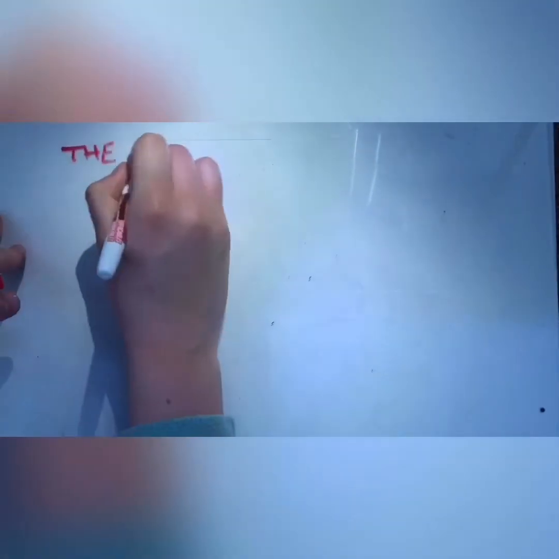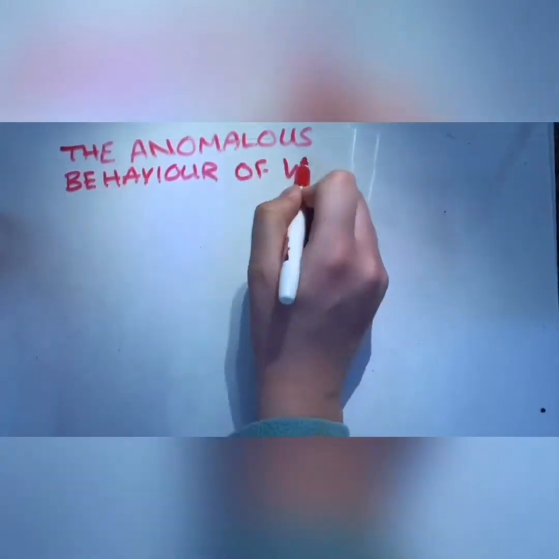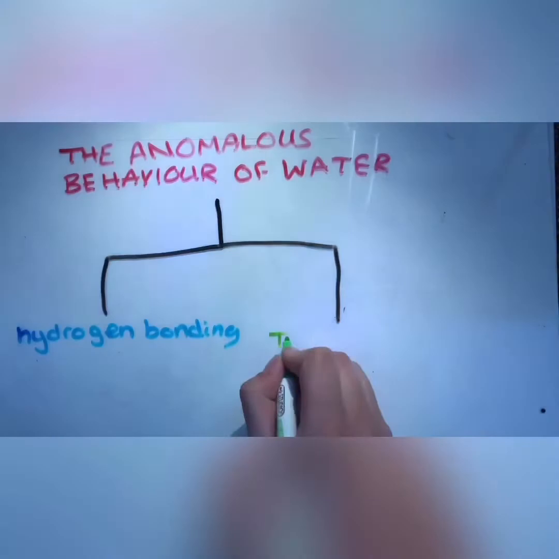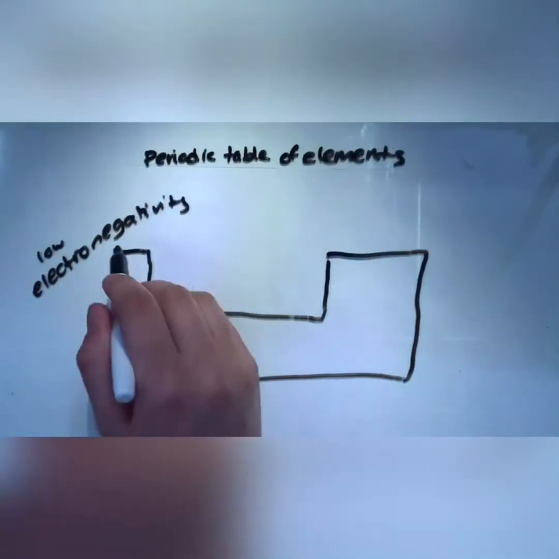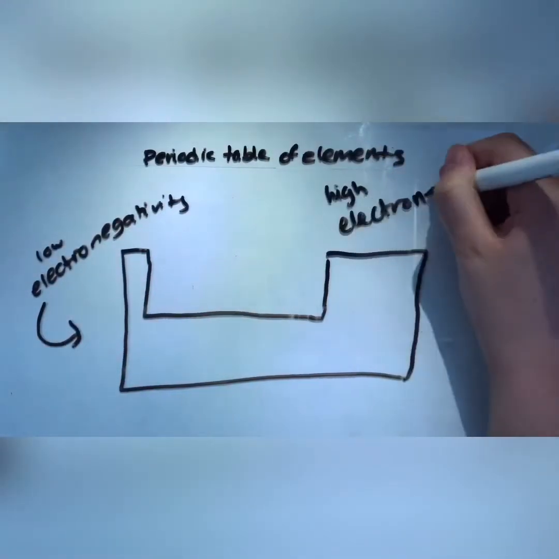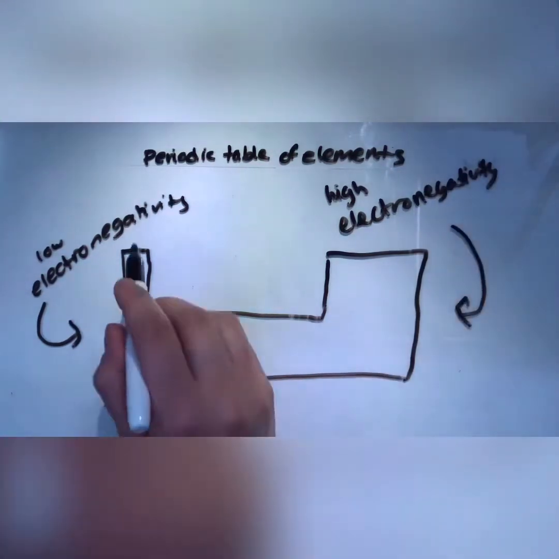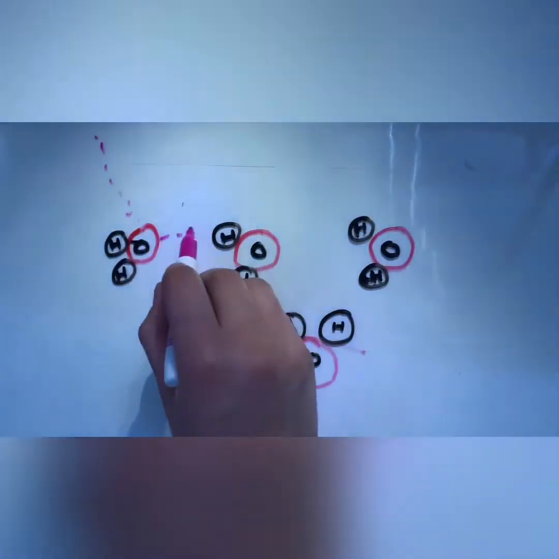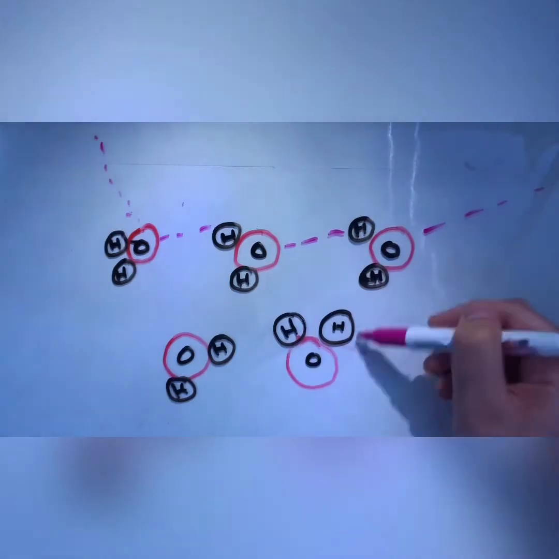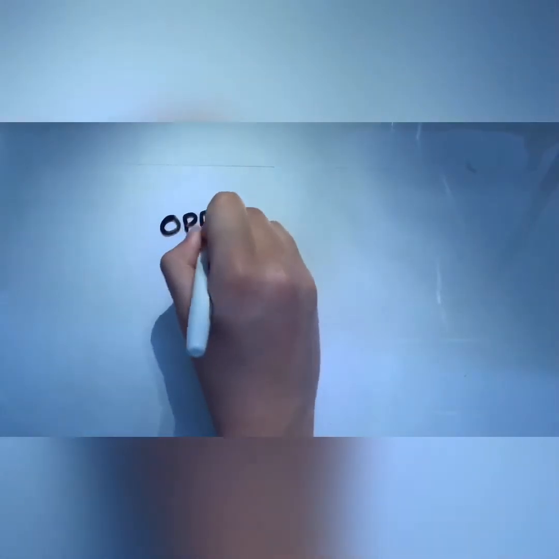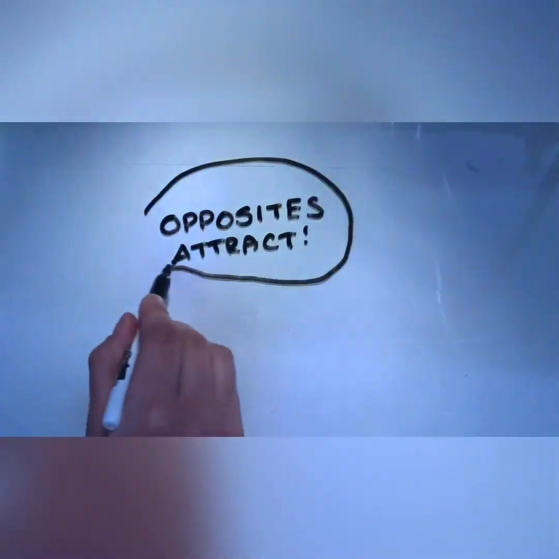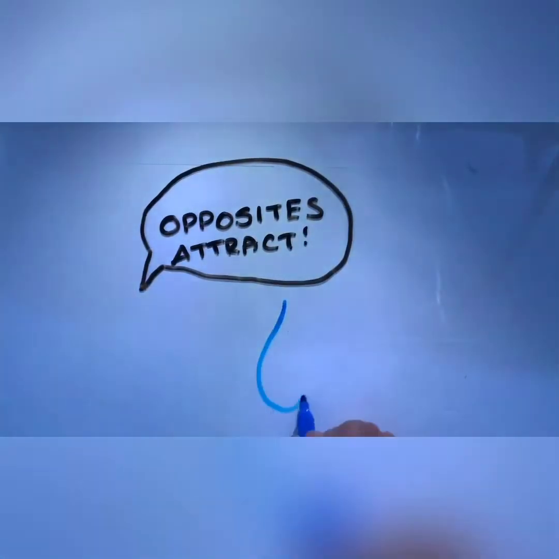To better understand this topic, I broke it down into two main categories: hydrogen bonding and the polarity of water. Hydrogen bonding happens when there are large electronegative differences between oxygen and hydrogen atoms, causing their bonds to be opposite. This results in a strong intermolecular attraction between the water molecules. We've all heard the term opposites attract, and in this case, it is very important to how water behaves.